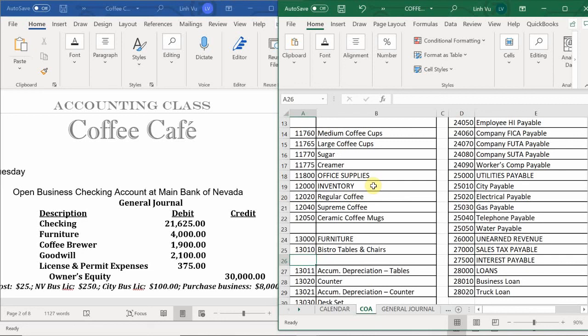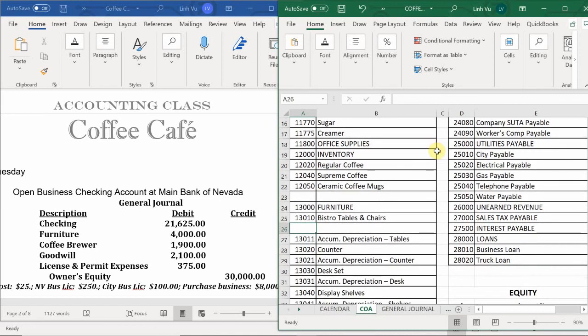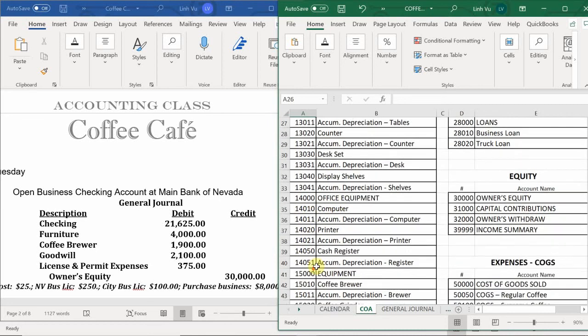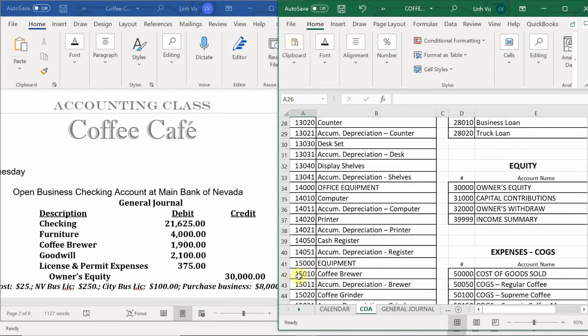What about a coffee brewer? What is a coffee brewer? This is an asset too. It is 1510, I believe. Perfect, right? It's part of equipment in order to operate our business. Our business is a coffee shop, so this is equipment that we need to use in order to make the coffee. So in this case, that's equipment. For the coffee brewer, are we using the equipment account, or the sub account?